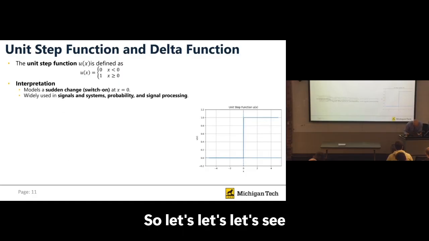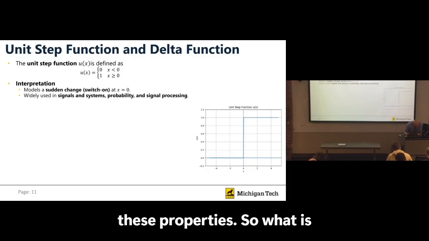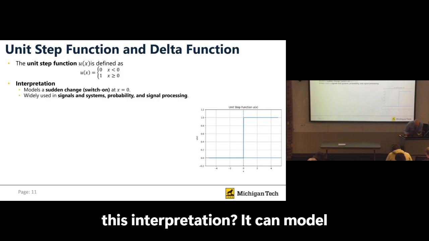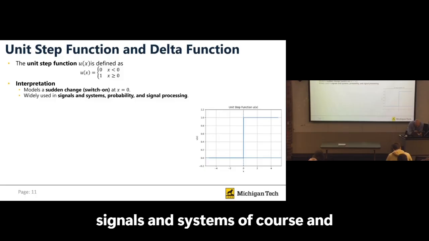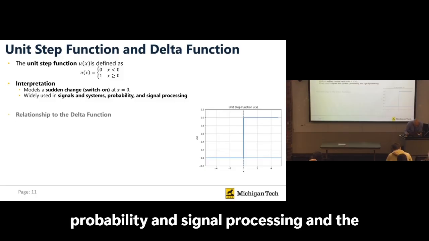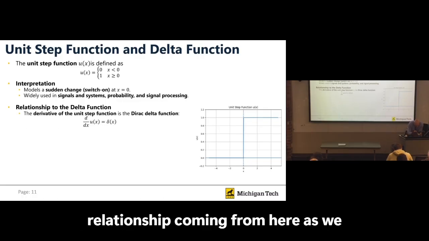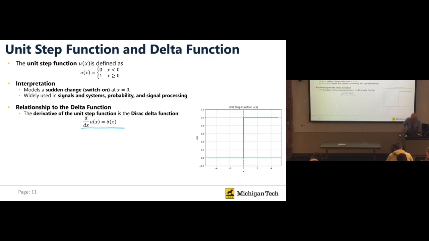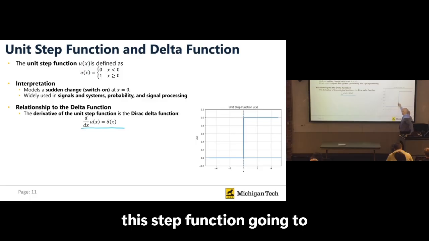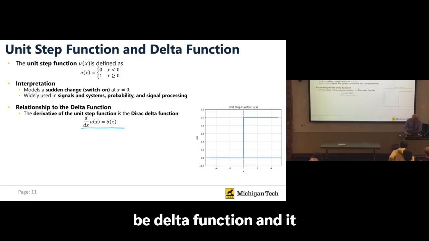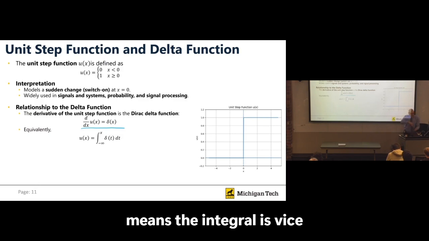So let's see these properties. What is this interpretation? It can model a sudden change, a switch on, for example, or off. And it can be used in signals and systems, of course, and probability and signal processing. And the relationship coming from here, as we saw in that picture, the derivative of this step function is going to be the delta function. And it means the integral is vice versa.